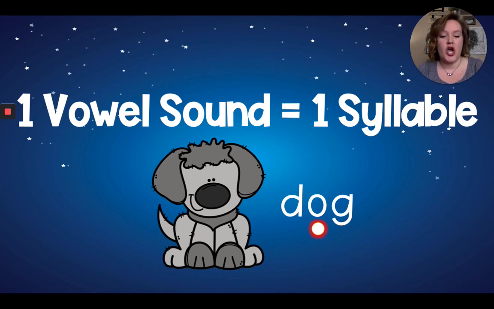So here we have a dog. If you look at the word dog, there's 1 vowel sound. I have a consonant, then a vowel, then another consonant. Dog. If I clap that word, dog, it's 1 syllable. I can also find it out by humming the word. If I hum the word dog, I only hummed 1 time, so that means there's 1 syllable.